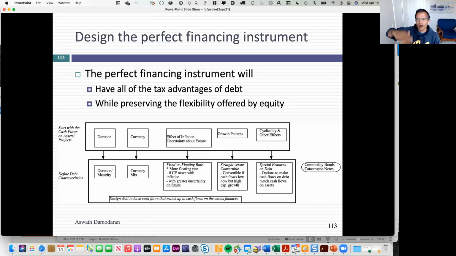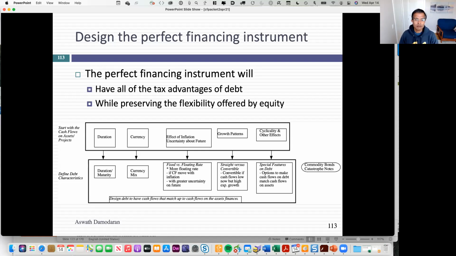So interest rates move up and down over time. If you're a company with pricing power, you're a much better candidate for floating rate debt. Why? Because when interest rates are high and inflation is high, you can pass that cost through to your customers. If you have no pricing power, for God's sake, don't issue floating rate debt. It'll squeeze you and kill you in those periods.